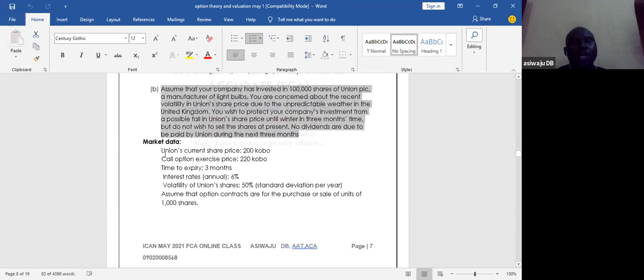Market data: Union's current share price is 200 kobo. The call option exercise price is 220 kobo. Time to expiry is 3 months. Interest rate is 6% per annum. Volatility of Union shares is 50% standard deviation per annum. Assume that option contracts are for purchase or sale of units of 1,000 shares. Required.